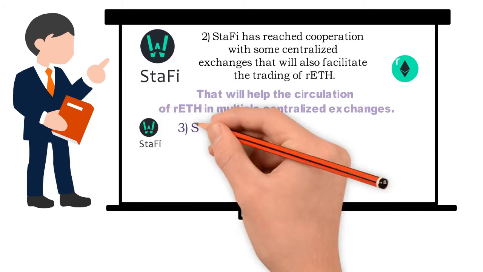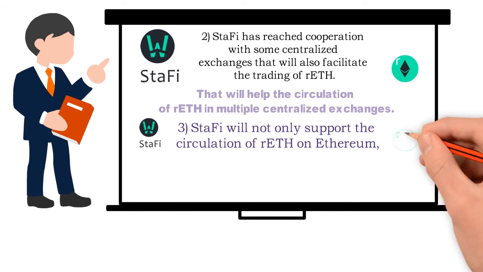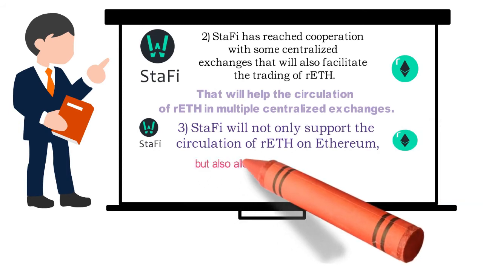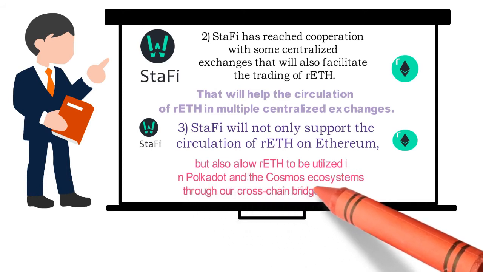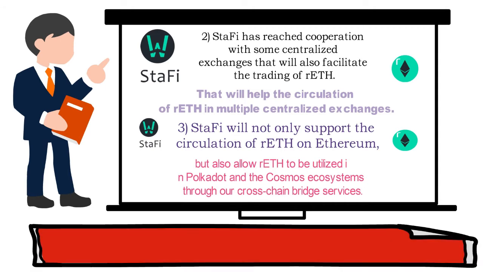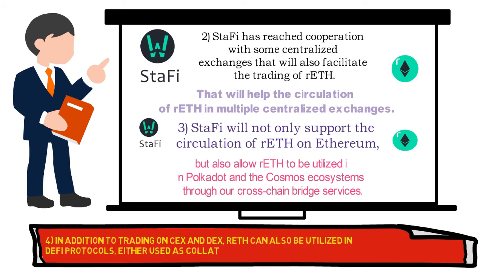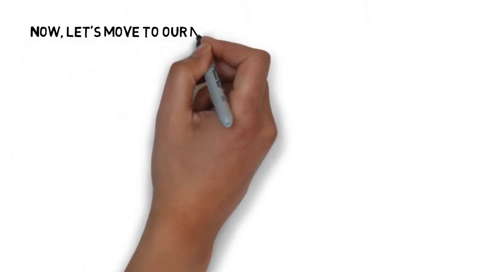3. Stafi will not only support the circulation of rETH on Ethereum, but also allow rETH to be utilized in Polkadot and the Cosmos ecosystems through our cross-chain bridge services. 4. In addition to trading on CEX and DEX, rETH can also be utilized in DeFi protocols, either used as collaterals or being lent out to earn additional interest. Now, let's move on to our next category of R token, which is rDOT.